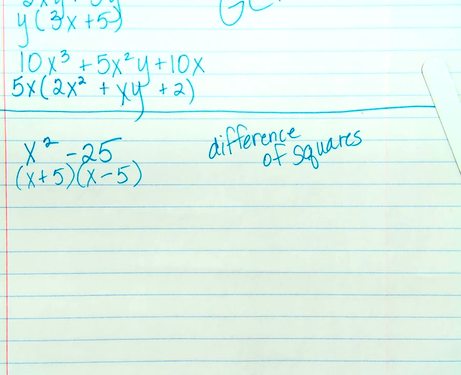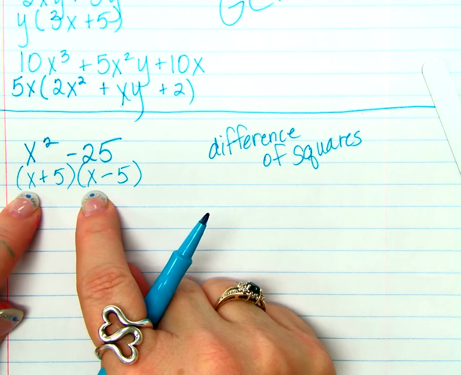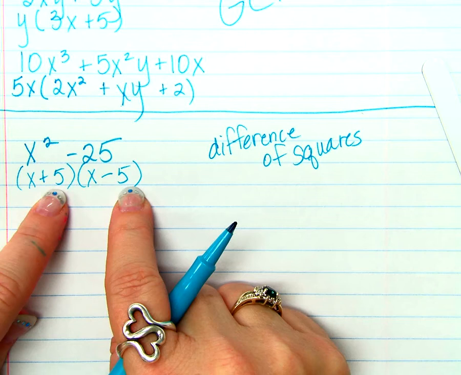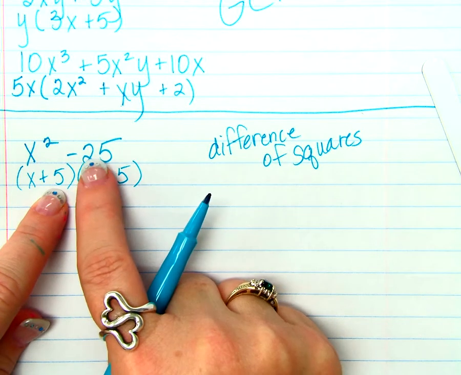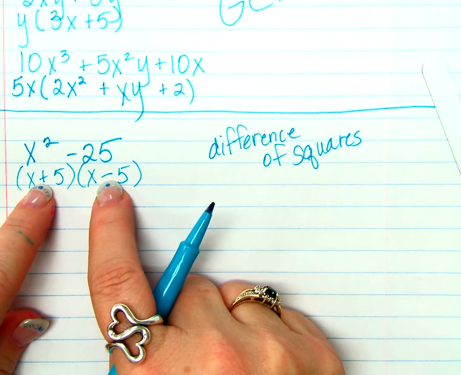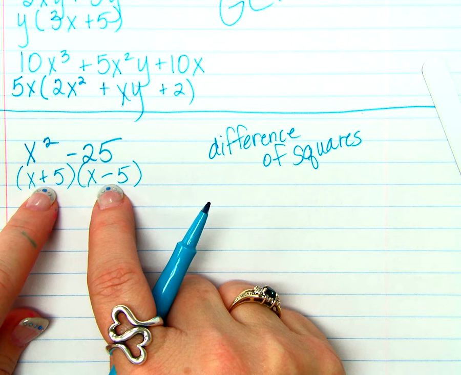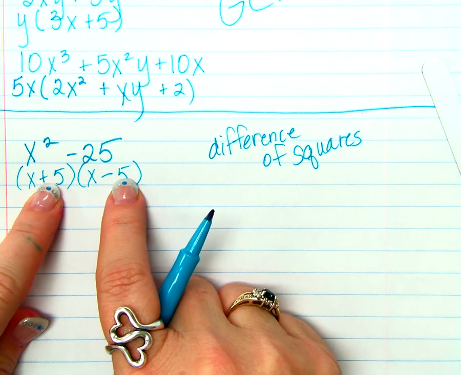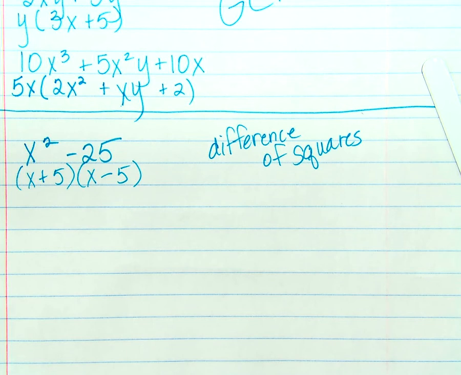Okay, where did that come from? Where did the x's come from? Yeah, the square root of the x squared, right? Where did the 5's come from? Square root of 25, right? Why are the signs opposite? The 25 is negative, right? First of all, so I know I have to have opposite signs here. It cancels out a middle term that we might have, right?